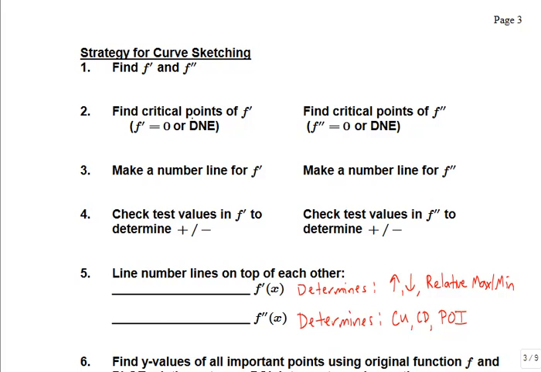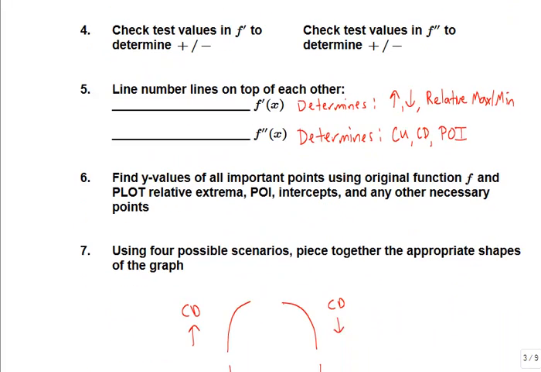We're going to find the critical points of f prime, and those are going to be the places wherever that first derivative is either 0 or DNE. Then we're going to find similar points for the second derivative, so where that second derivative is 0 or DNE. Then we're going to make a number line for f prime, putting those critical points on there, and we're going to make a number line for f double prime, putting its critical points on there. Then we're going to test each interval and put in our pluses and our minuses for both the first derivative and the second derivative. So you're going to have a first derivative number line and a second derivative number line.